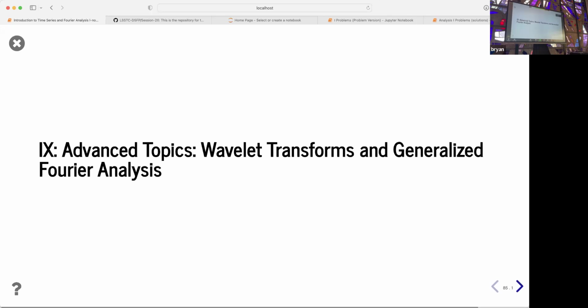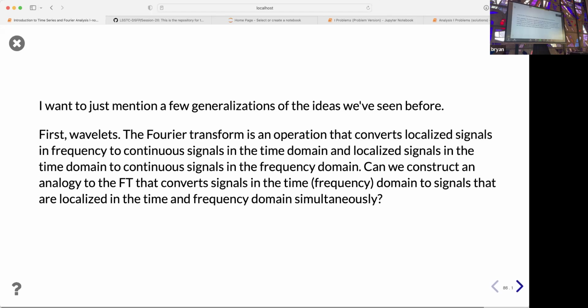So I'm going to talk about wavelet transforms and generalizations of Fourier analysis to finite groups. Okay, so wavelets. The Fourier transform is an operation that takes signals that are localized in frequency and converts them into continuous signals in the time domain, or vice versa, takes continuous signals in the time domain and turns them into localized signals. It goes back and forth. In the time domain, things are continuous, in the frequency domain, they're discrete, or vice versa.